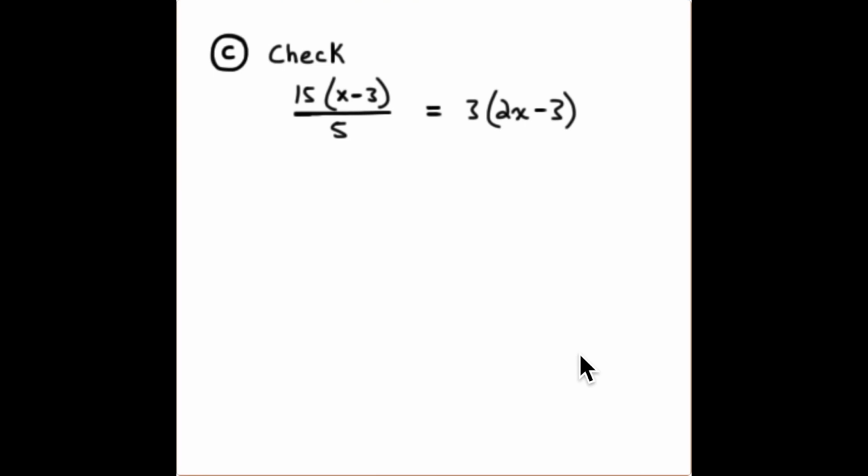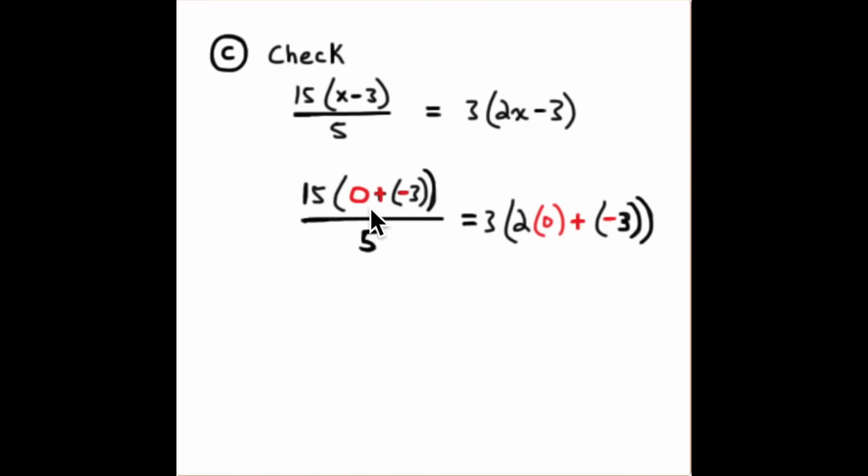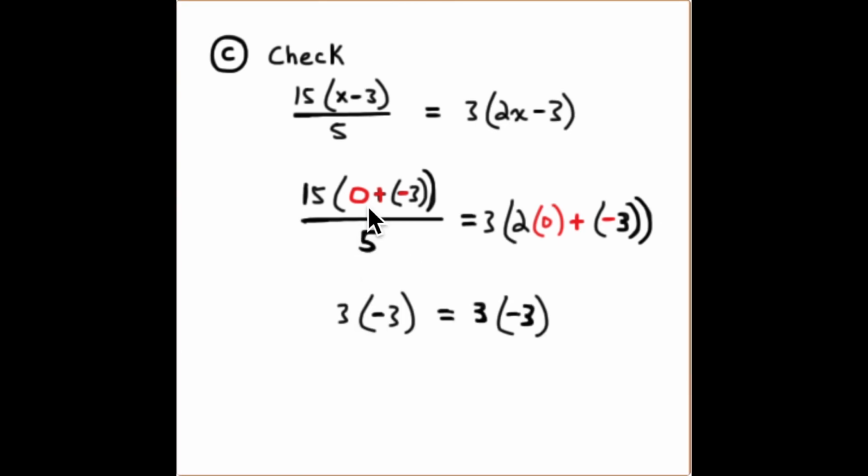And the last step is to check the solution of x equals 0, to see if it makes sense in the equation. So replace x with 0 in both cases. So 15 times 0 plus a negative 3. So once again, I'm changing subtracting a positive 3 to adding a negative 3. 2x minus a positive 3 is the same as 2x plus a negative 3. x is 0, x is 0. So 0 plus a negative 3 is negative 3.